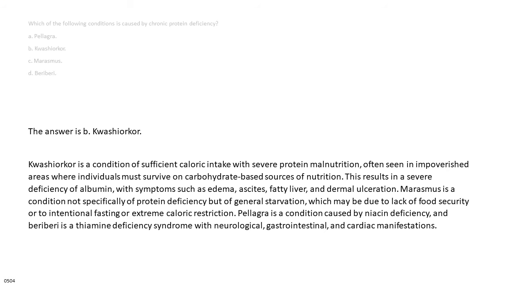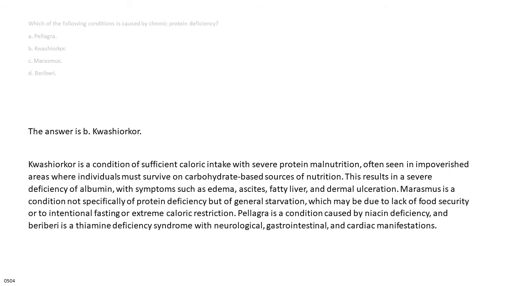The answer is B. Kwashiorkor. Kwashiorkor is a condition of sufficient caloric intake with severe protein malnutrition, often seen in impoverished areas where individuals must survive on carbohydrate-based sources of nutrition. This results in a severe deficiency of albumin, with symptoms such as edema, ascites, fatty liver, and dermal ulceration.